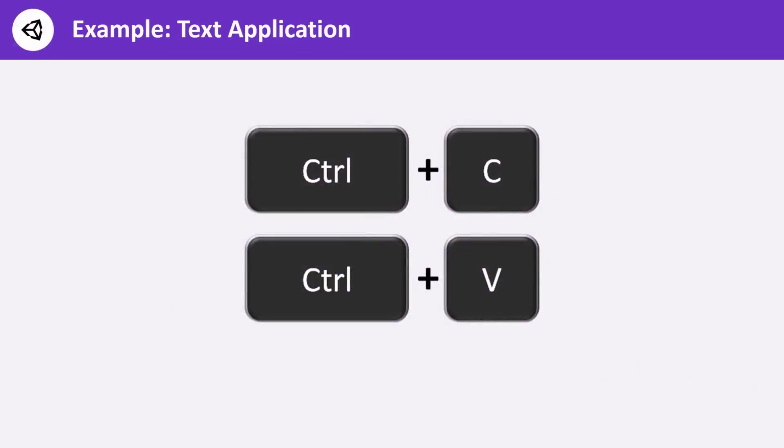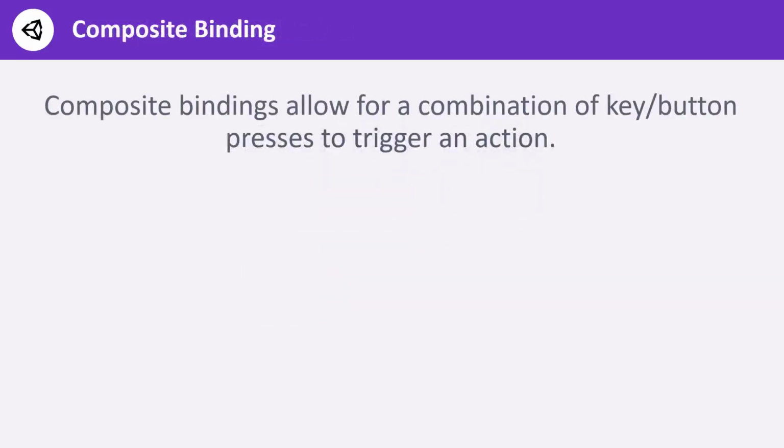For example, let's say we were developing a text application. Most modern text applications support copying and pasting. The most infamous keyboard shortcuts are Ctrl-C and Ctrl-V. Listening to a combination of key presses is common for application and game development. Unity refers to this feature as composite binding. They are bindings with two or more buttons for triggering an action. Best of all, we can make it optional to trigger an action with two buttons.